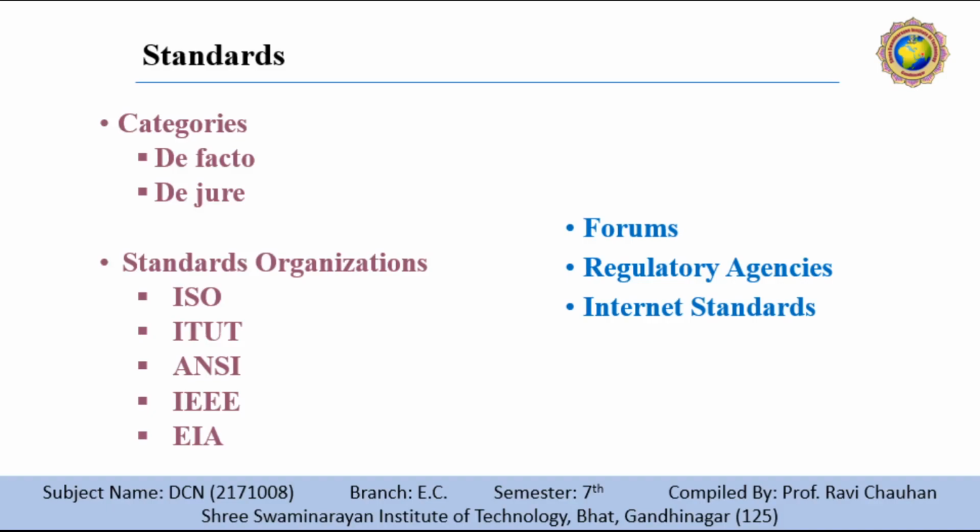Next, what are regulatory agencies? All communication technologies are subject to regulation by government agencies such as the Federal Communications Commission, the FCC, in the United States. The purpose of this agency is to protect the public interest by regulating radio, television, and wire or cable communications. The FCC has authority over interstate, intrastate, and international commerce as it relates to communication.